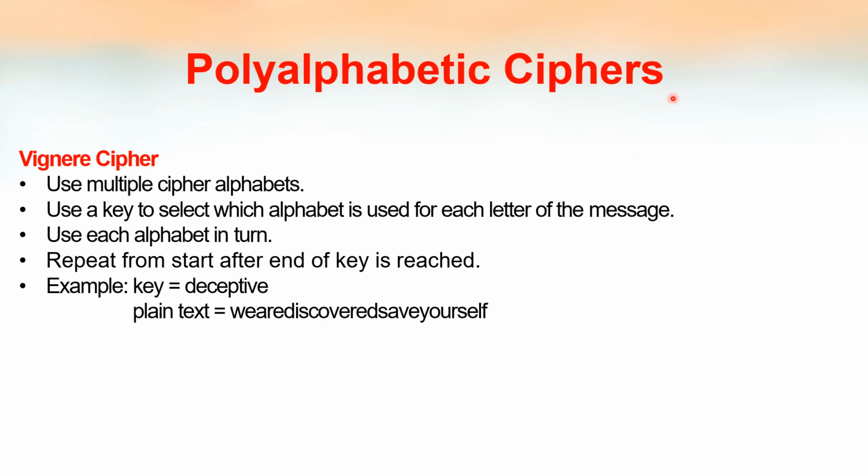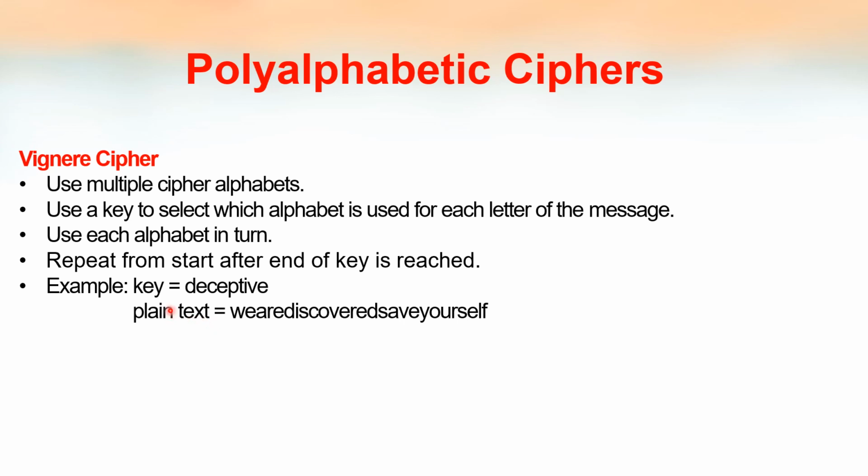Polyalphabetic ciphers use multiple cipher alphabets. The Vigenere cipher is an example of a polyalphabetic cipher. Use a key to select which alphabet is used for each letter of the message. Use each alphabet in turn, and repeat from the start after the end of the key is reached.